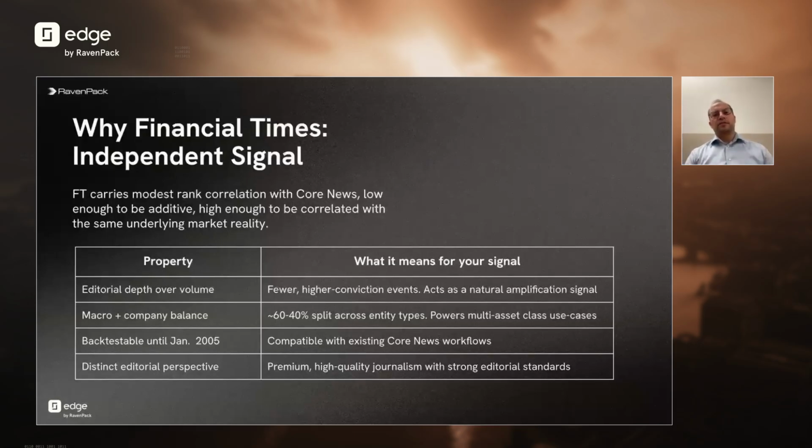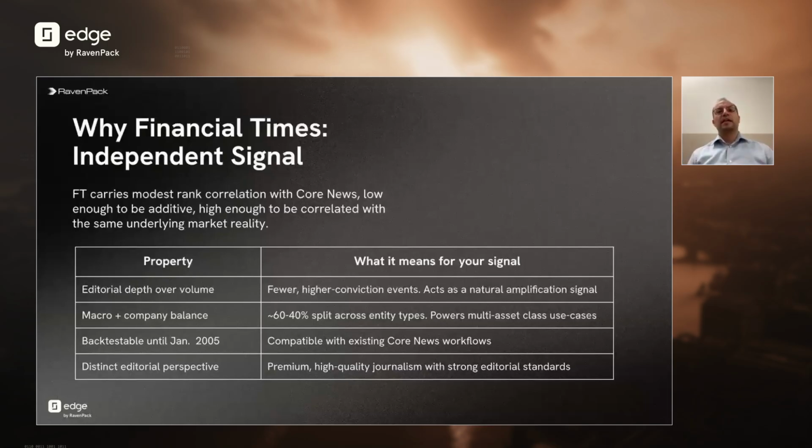I will say that, first of all, as part of our research, we have found that the FT carries relatively modest correlation, or the signals that we create carry relatively low rank correlation with core news. It's low enough to be additive, but still high enough to be correlated with the same underlying market realities.